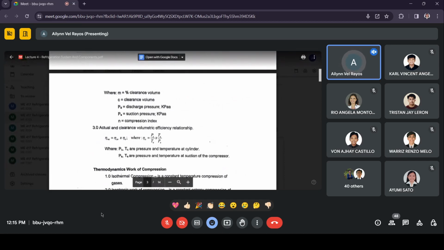We equate them when we cannot get the efficiency based on the pressure and temperature at the cylinder and the pressure and temperature at the suction of the compressor. Are we clear on that? Any question or clarification?